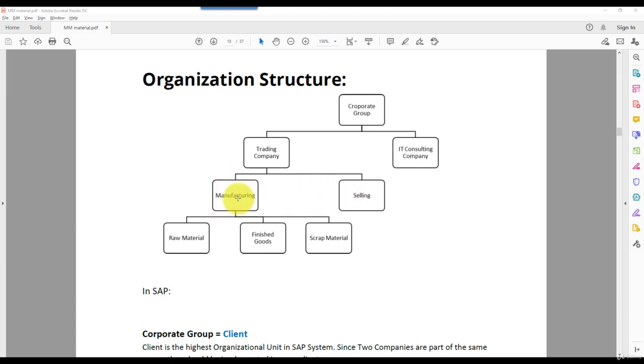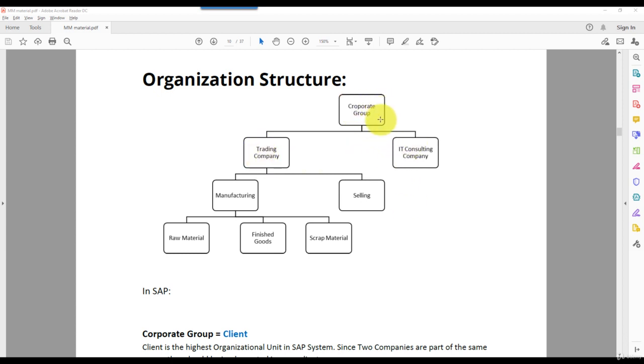Under this manufacturing department, we divided the complete manufacturing department into three parts for storing purpose. One is storing raw material, second one is storing finished goods, third one is for storing scrap material. So now we are going to understand how to map this organizational structure in SAP. Coming to corporate group, under this corporate group, we have trading company and IT consulting company.